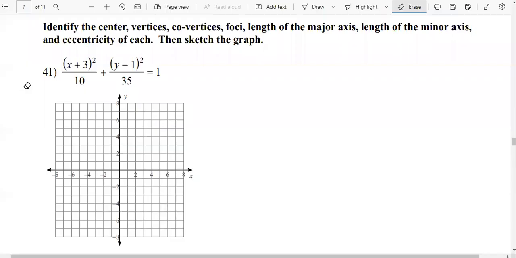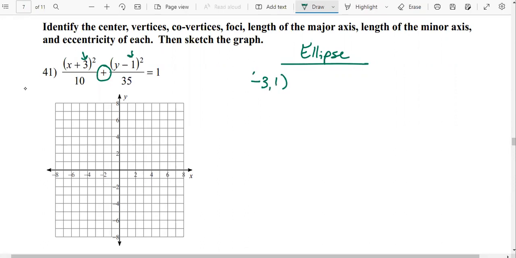So let's look at this over here. We've got a plus sign in the middle here, which means we're dealing with an ellipse. And so the equation, this and this give us the center. So the center is at -3, +1. It's the opposite of both of those.